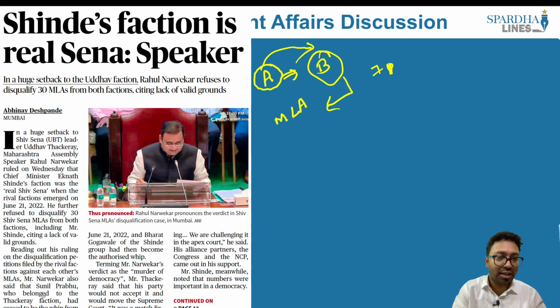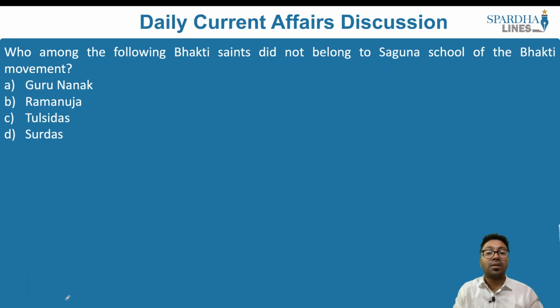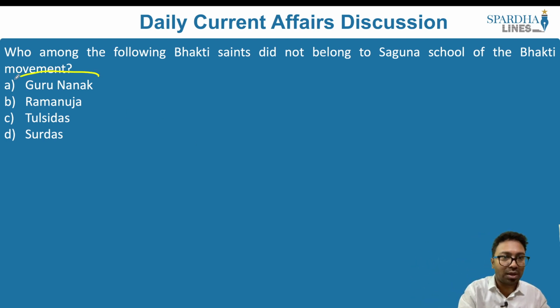Now let's look into the next article. Who among the following Bhakti saints did not belong to the Saguna school of the Bhakti movement? Guru Nanak, Ramanuja, Tulsidas as well as Surdas. So whom do we have? We have Ramanuja, Tulsidas, and Surdas. Who among these does not belong to the Saguna school? The answer to this is Guru Nanak ji.